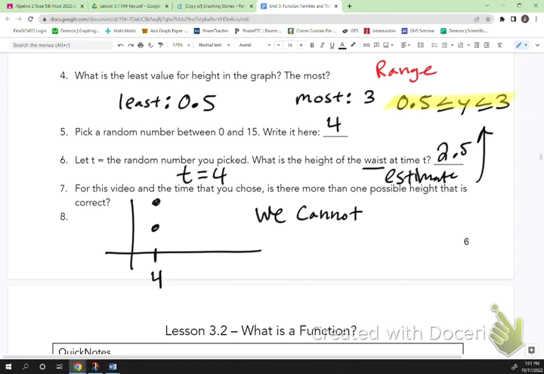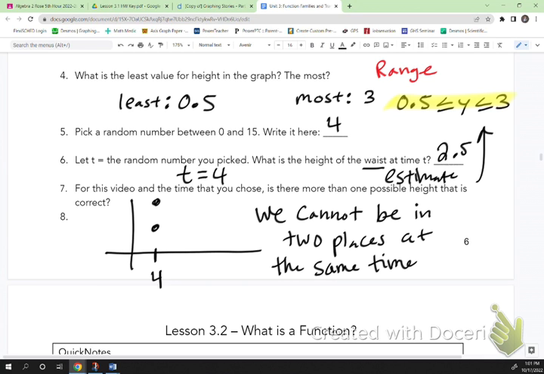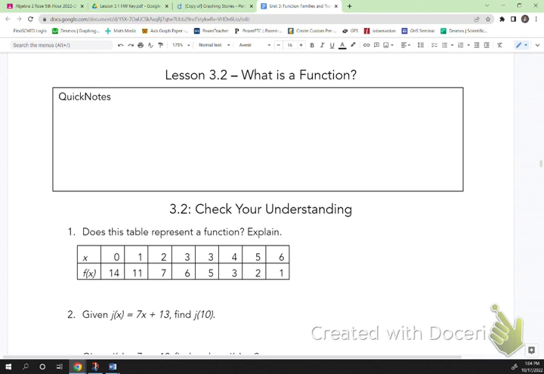Shh. We cannot be in 2 places good at the same time. Or can we?